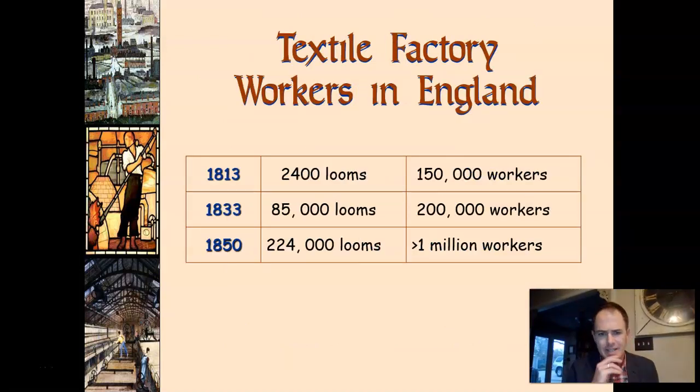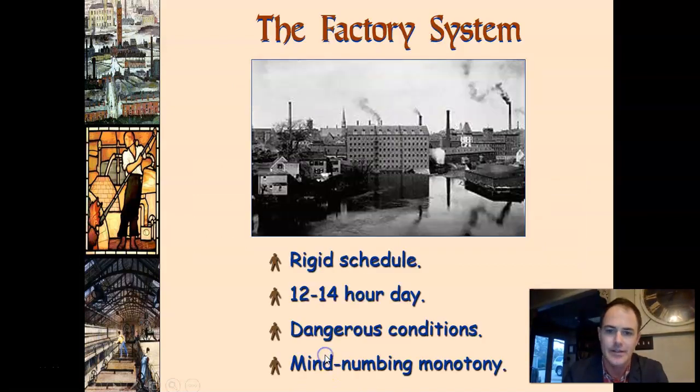All right, just to give you one example, in a textile factory. So in 1813, 2,400 looms. In 1850, an enormous explosion, 224,000, with over 1 million workers working in these factories.